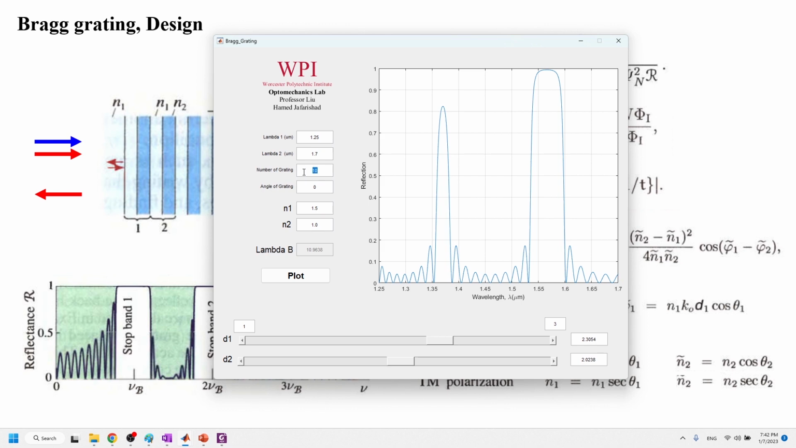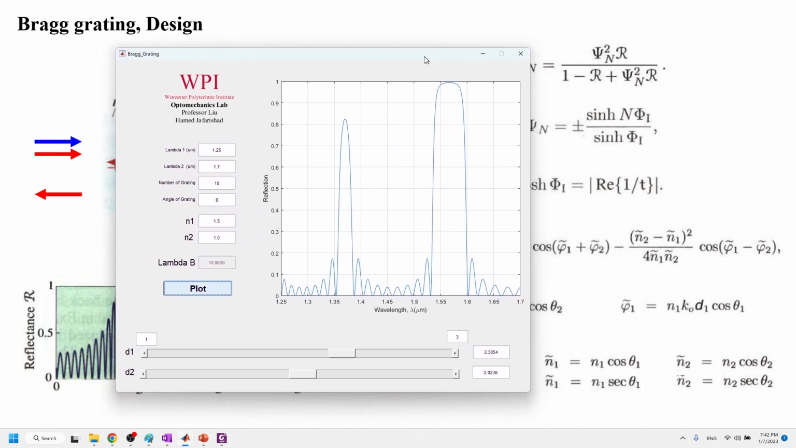So let's increase the number of grating to 20. See what's happened. You see how it becomes sharp? As we increase the number of grating, we have better and better reflection. If I go to 50, okay, so good. So that program allows us to easily design a Bragg grating at the desired wavelength where we want to have reflection.